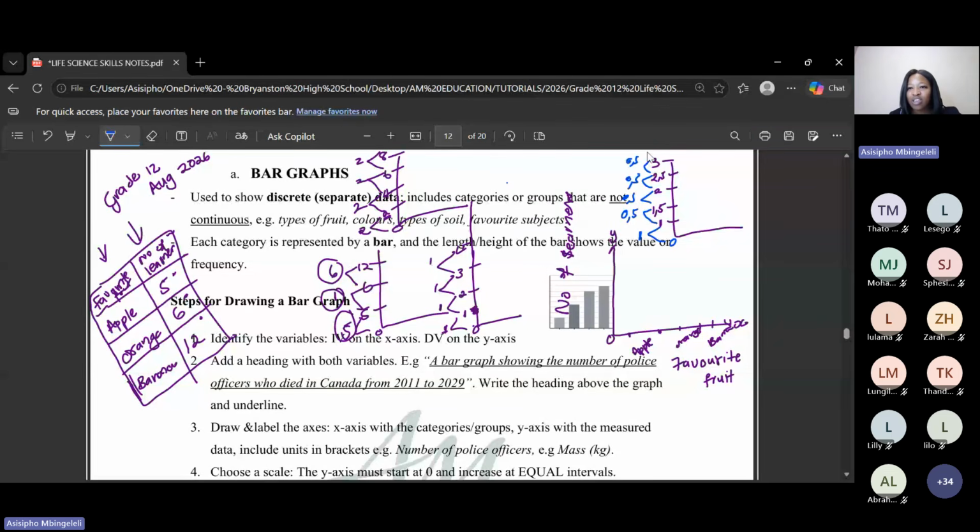My interval there was 1. So my scale is incorrect. If my scale were to be correct, I would need to have started it at 0.5. Then all the increments would be 0.5. Take note of that. Now, believe it or not, teachers will check your scale.